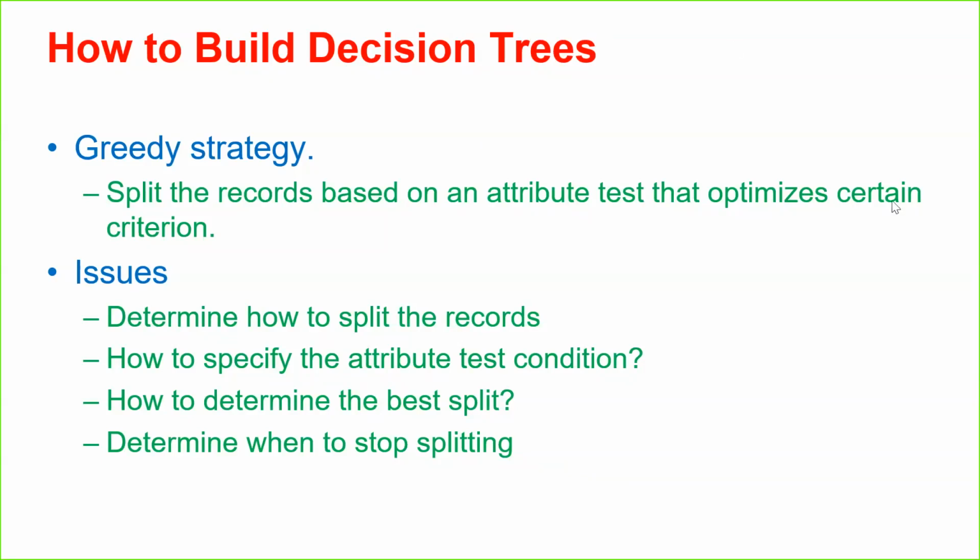Now a few initial questions immediately come to us. How do we determine how to split the records, or how to specify the attribute test condition? How do we determine the best split, and how do we determine when to stop splitting? These are some of the initial questions that come to our mind. Let us answer each one of them one by one.